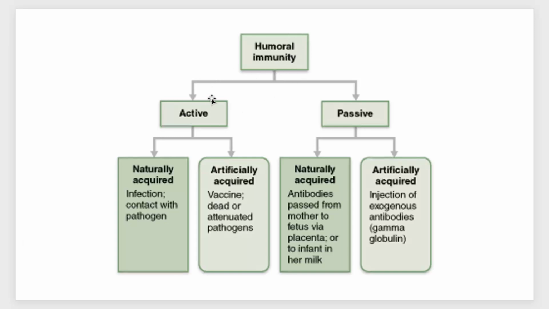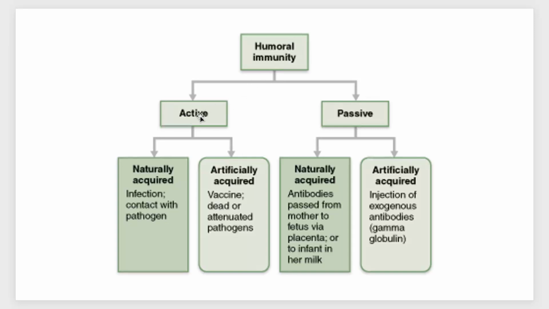If we break it down into active and passive, for active, well, that could be naturally acquired. So you were infected, and then you made the plasma cells and the memory cells for that pathogen, and now the next time you naturally acquired a way to fight it off because you were actually exposed to that pathogen. So you had contact with the pathogen.